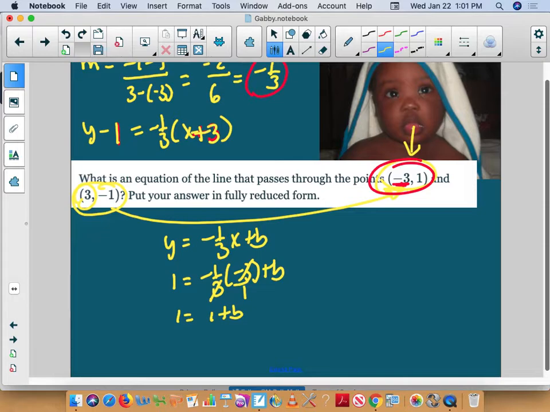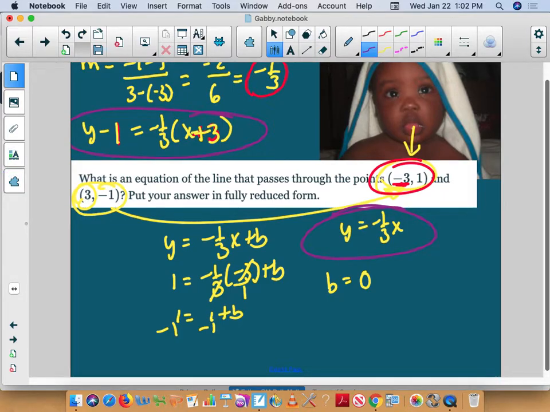Oh, look what b is. Subtract 1. That's weird. What is b? 0. So our equation would be negative 1/3 x. So you could type this in, or you could type this in, and Delta Math would accept either one. You could put it in Desmos. They'd lay right on top of each other.